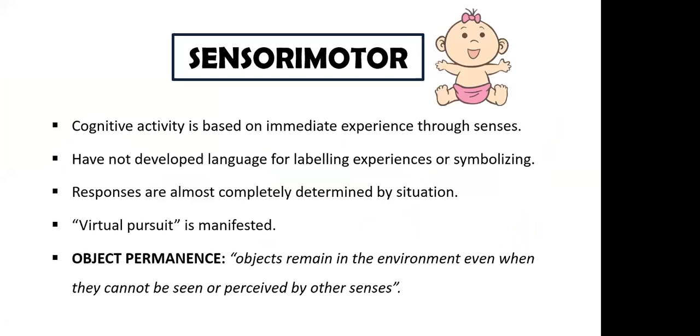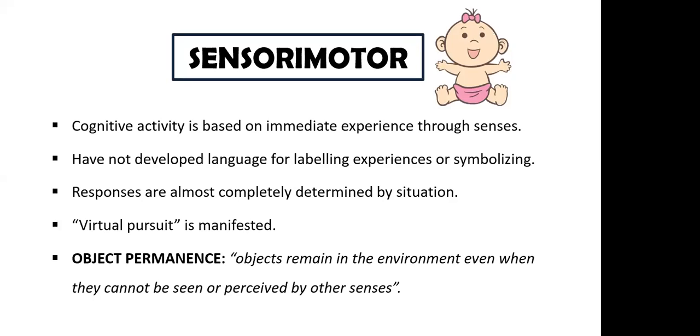So let's zoom into each of stages. So during sensory motor stage, cognitive activity is based on immediate experience through the senses. So the major intellectual activity here is the interactions of the sense and environment. And then children have not developed a language for labeling experience or symbolizing, hence they're remembering events and ideas. In other words, they see what is happening and feel it, but they have no way of categorizing their experience. Their response are almost completely determined by the situation. For example, a hungry child will literally scream the house down for food.